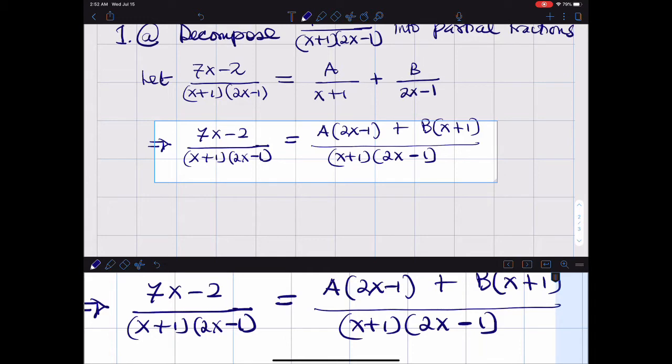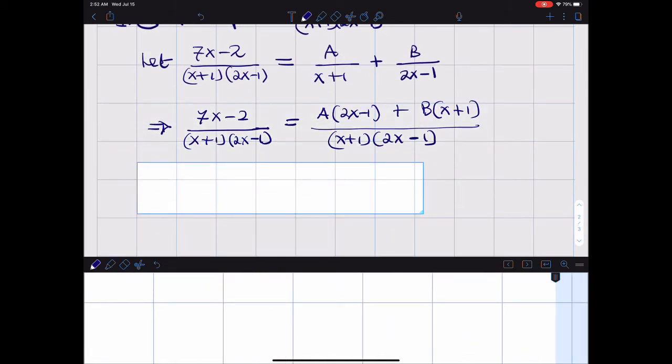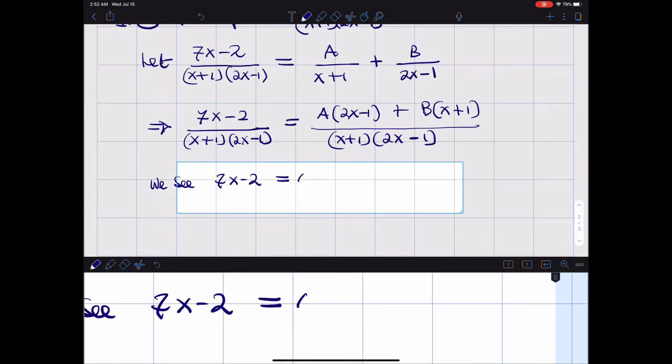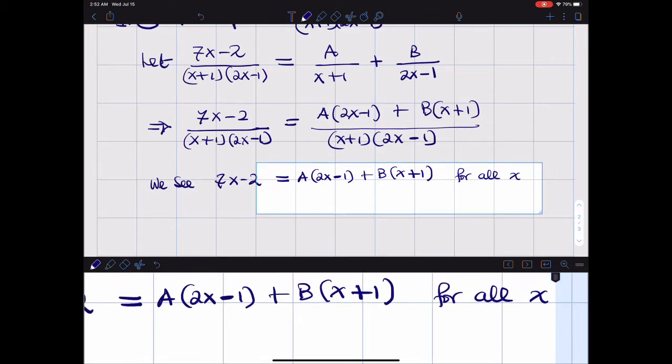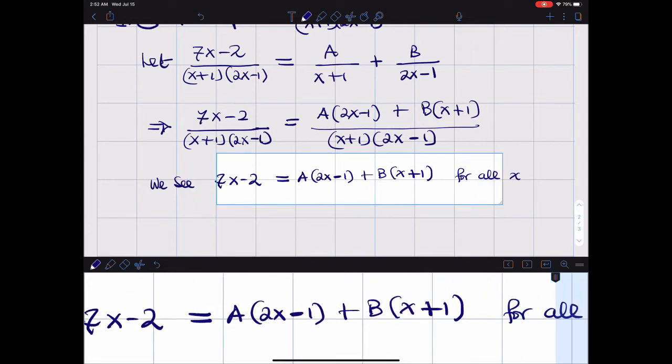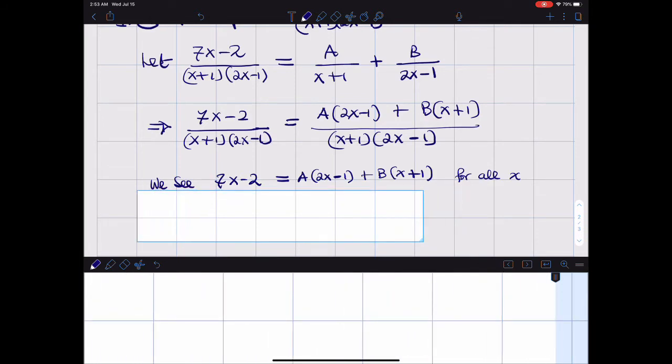So we see that 7x minus 2 has to equal a(2x minus 1) plus b(x plus 1). And this is for all x, for every possible real number x. So this is not necessarily an equation. This is called an identity. But let's not worry about that for now. So we want to find a and b. We're going to go by elimination.